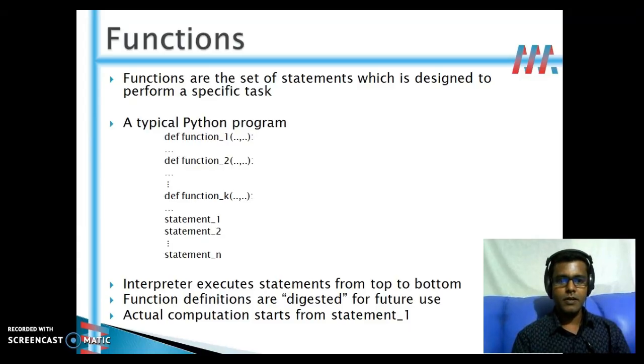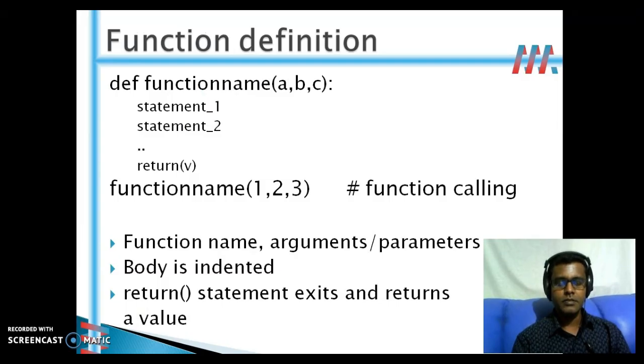Now let's see how to write simple functions in Python. The standard syntax goes like this. You have a standard keyword called def, that is define. Then you have a function name, your own name, you can give any name you want, and then a set of arguments like a, b, c, followed by a colon. In the next lines you have a set of statements available within the body of the function.